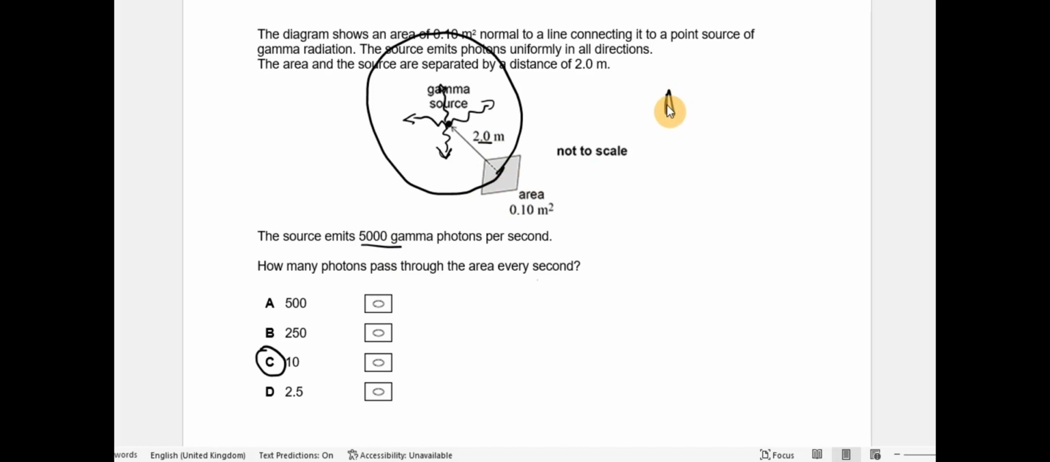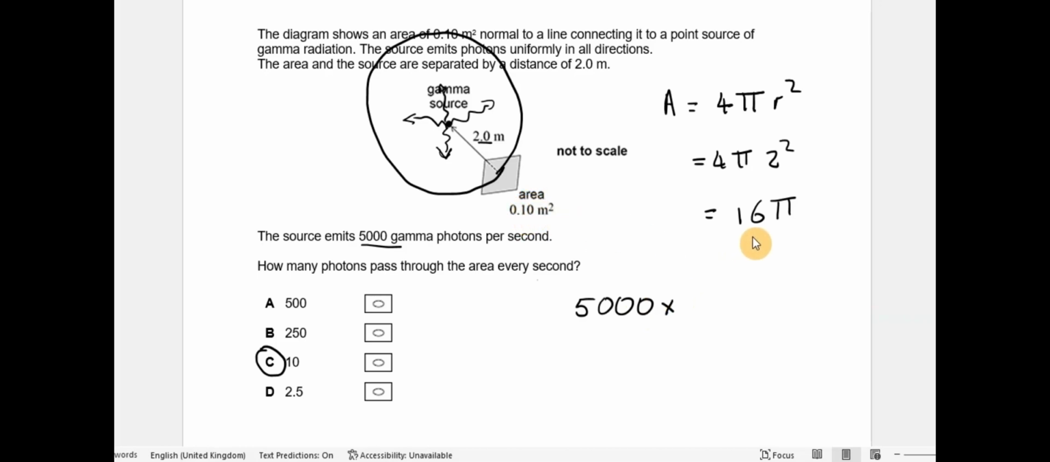Well, the area of a sphere is given by 4 pi r squared. And in this particular case, the radius is 2 meters. So the area of the sphere is 16 pi. So the number of photons going through that area is going to be 5,000, the total number of photons, multiplied by the fraction of area that area is compared to the area of a sphere. And put that into your calculator, you'll discover it's 10 photons per second.